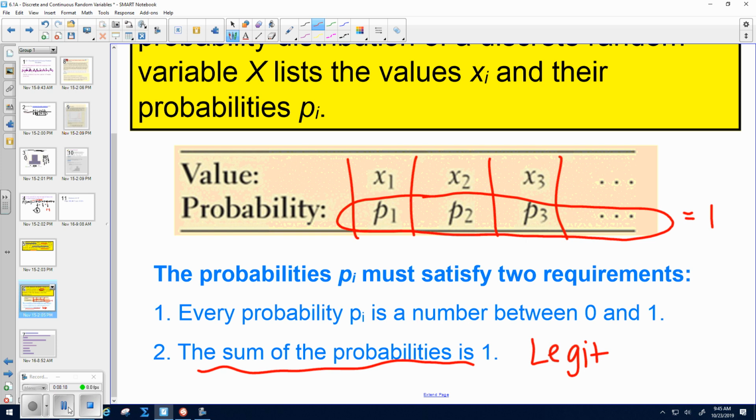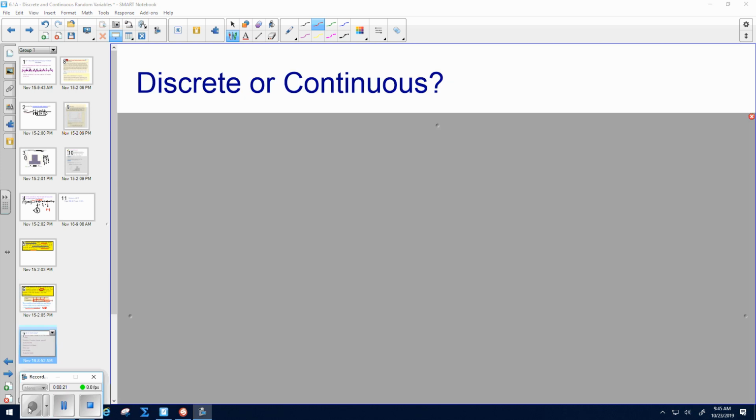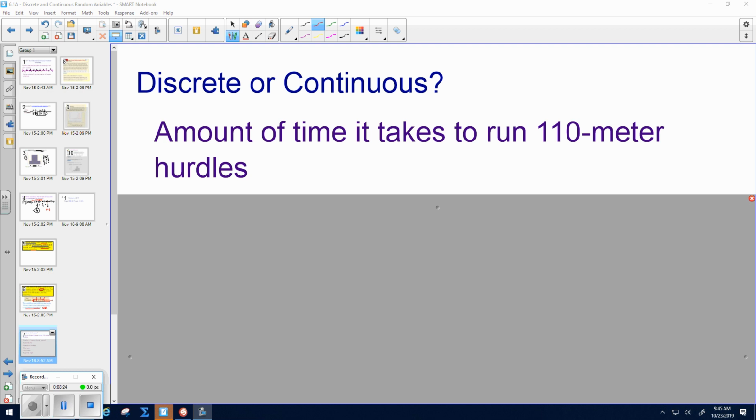So let's just make sure we get this whole discrete or continuous thing. Amount of time it takes to run 110-meter hurdles. Do you guys think that's discrete or continuous? Okay, it is actually continuous unless you're going to round to some certain point. Like if you were going to round to the nearest second, then you could make it discrete. But maybe you finish in 51.529786 seconds, right? That decimal could be going on and on and on. And so you can't really put it in a table format, right? Because that time is continuous.